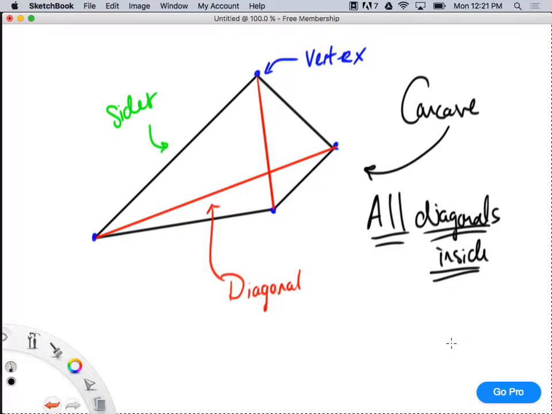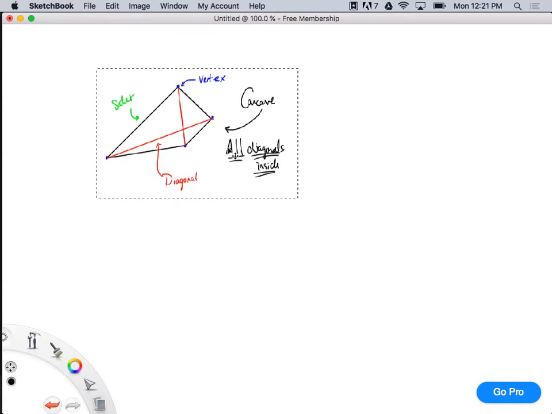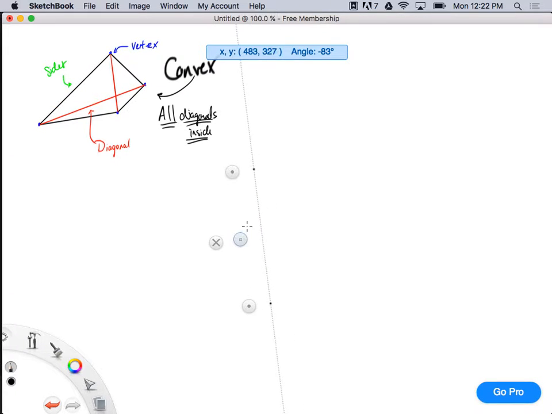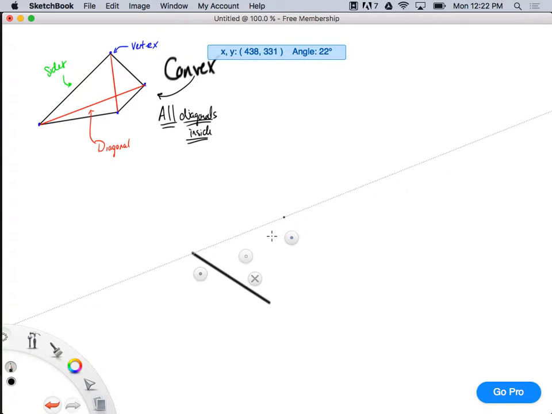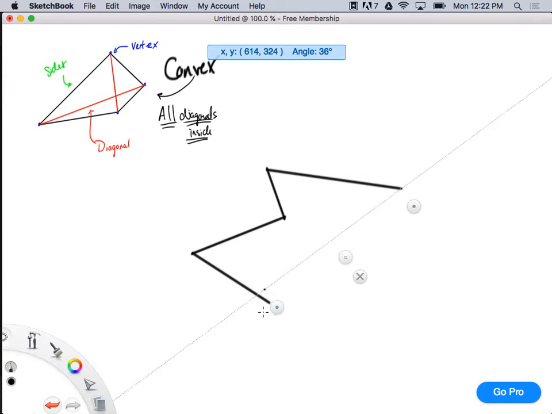Now, a concave polygon, you switch it up because concave is caving in, right? I'm sorry, convex. Yes, thank you. It's convex. Sorry, convex. It's a convex polygon. All diagonals are on the inside. But let me draw another polygon now. Convex, sorry. Convex. And you'll see why in a second.